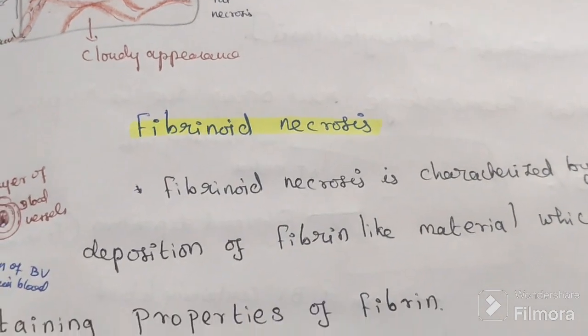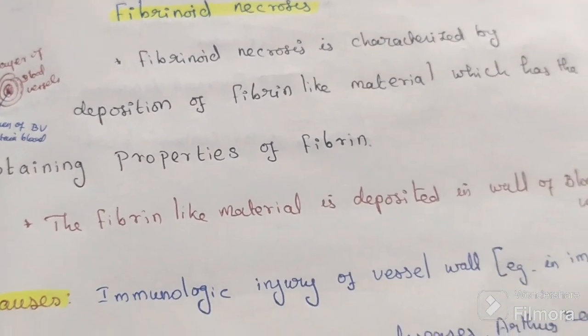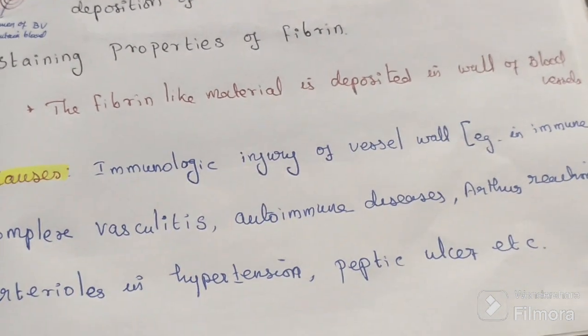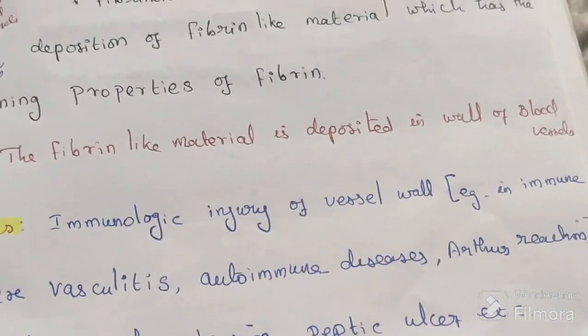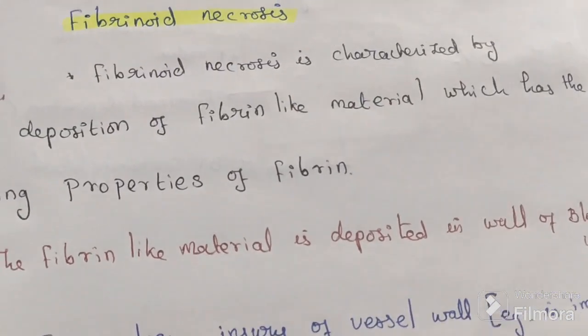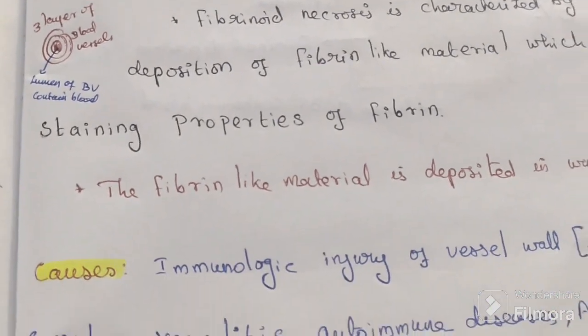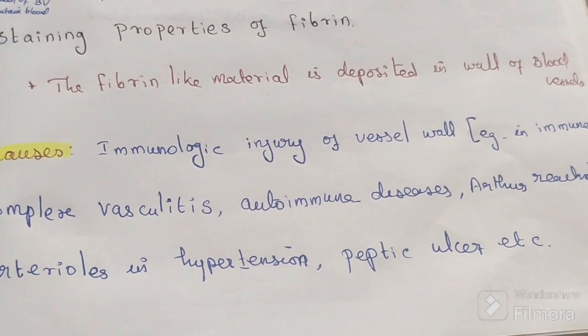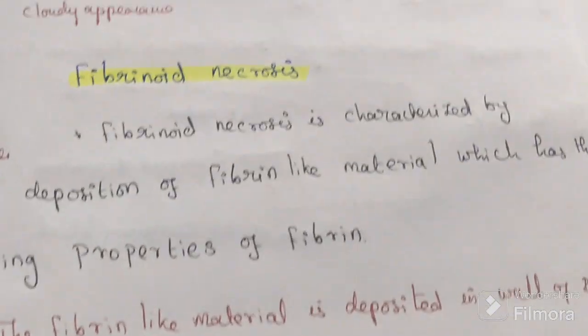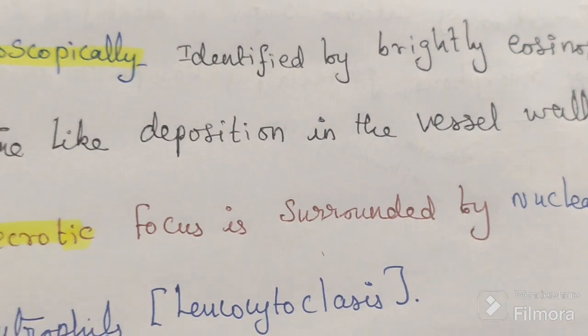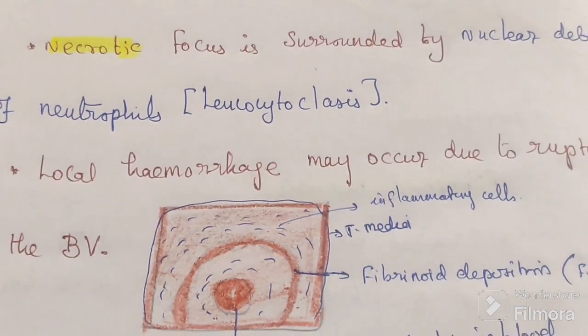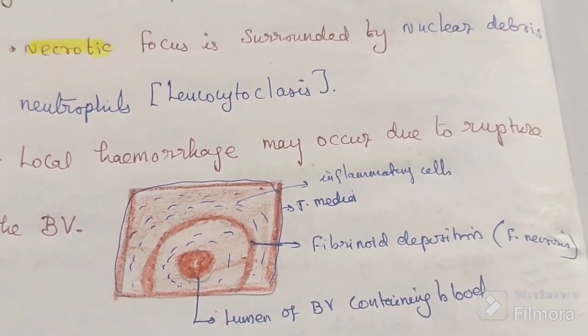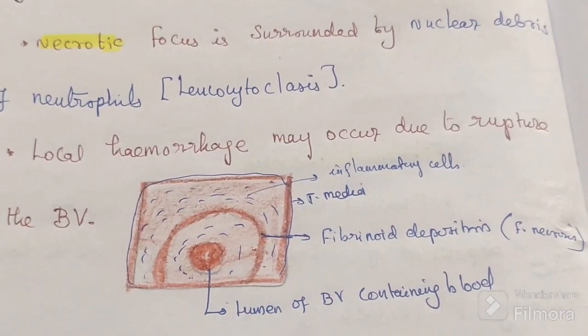Next one is fibrinoid necrosis. It will affect the wall of blood vessels because of injury or immunological injury of blood vessels, like vasculitis, autoimmune disorder, Arthus reaction. So thread-like fibrinoid deposition causes fibrinoid necrosis.